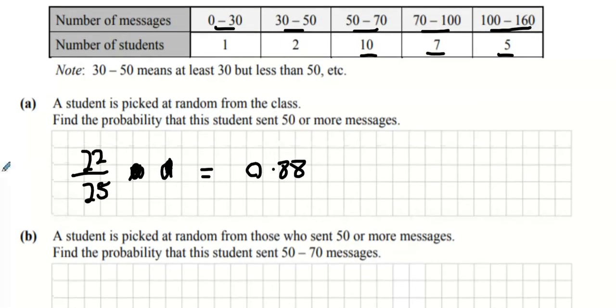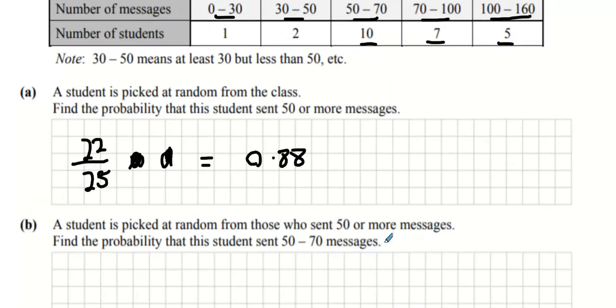A student is picked at random from those who sent 50 or more messages. Find the probability that this student sent 50 to 70 messages. Well, we know the student is out of the 50 or more pile, which is 22 students. And out of those 22 students, only 10 of them belong to the 50 to 70 pile. So that's 10 out of 22, which is 5 over 11. Or if you want to put it in decimals, it's 0.4545 recurring.